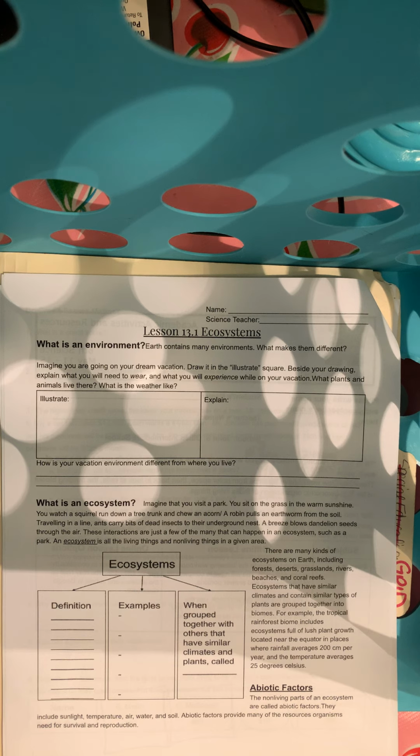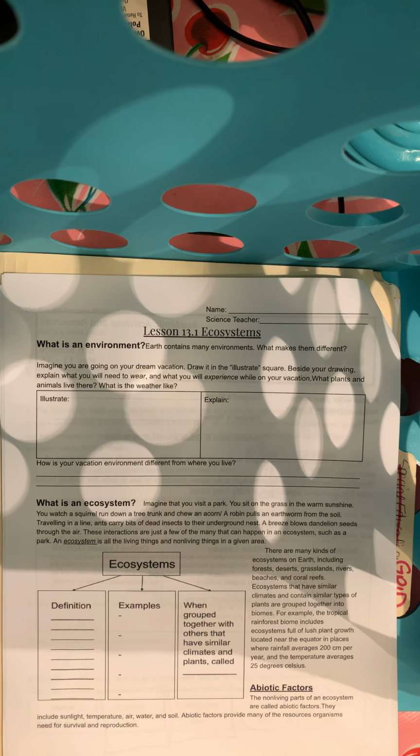Abiotic factors. The non-living parts of an ecosystem are called abiotic factors. They include sunlight, temperature, air, water, and soil. Abiotic factors provide many of the resources organisms need for survival and reproduction.